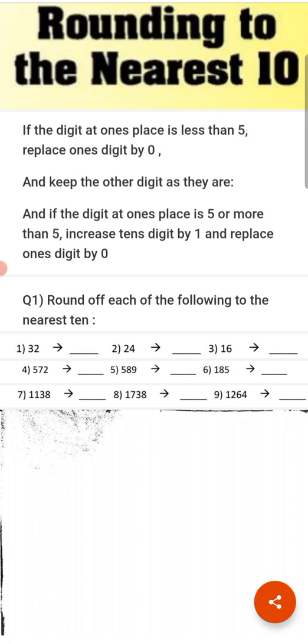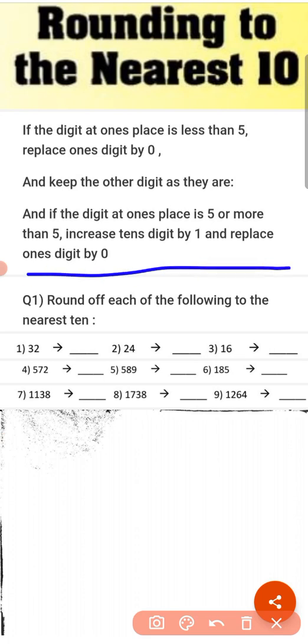The rules are: if the digit at one's place is less than 5, replace one's digit by 0 and keep the other digits as they are. This is the first condition. Second condition is, if the digit at one's place is 5 or more than 5, increase 10's digit by 1 and replace 1's digit by 0.